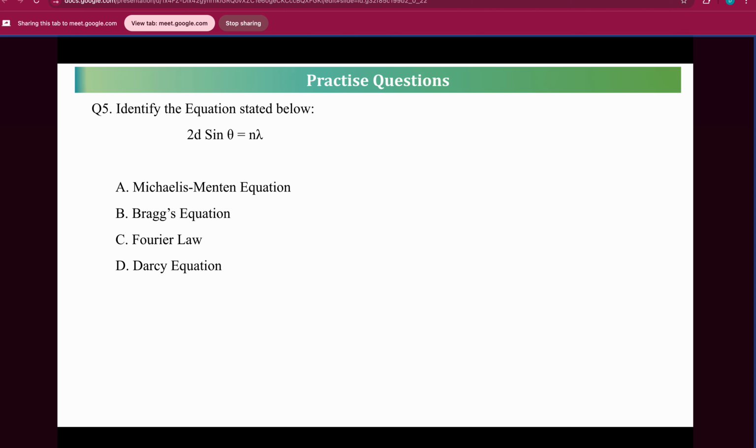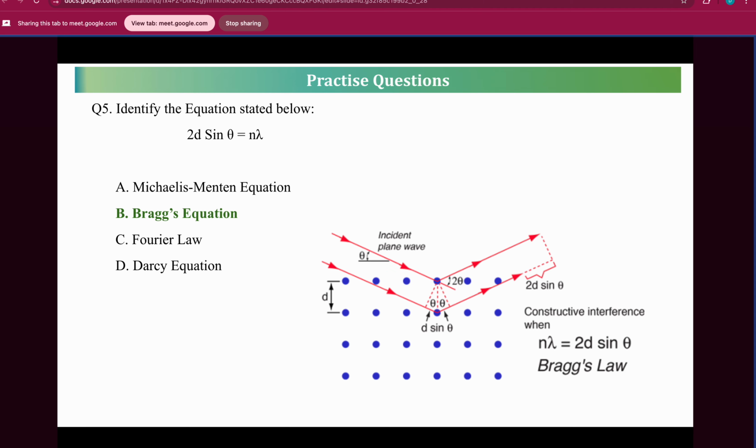Okay, now let's see. What is the right option? The right answer is option B, which is Bragg's equation. In the Bragg's equation, for constructive interference, n lambda should be equal to 2d sine theta, which is Bragg's law, where d is the space between these two unit cell layers. So d is the distance. This is the incident plane wave, and this is the wave which is getting diffracted. This angle is 2 theta, and this is theta with respect to the plane. In this way, 2d sine theta equals n lambda. So this is Bragg's equation.